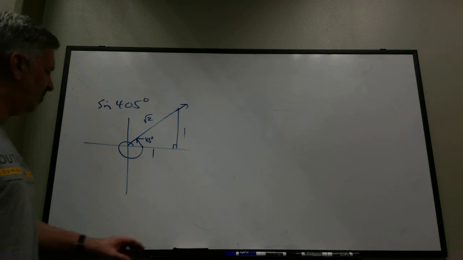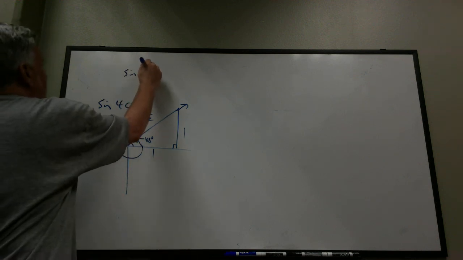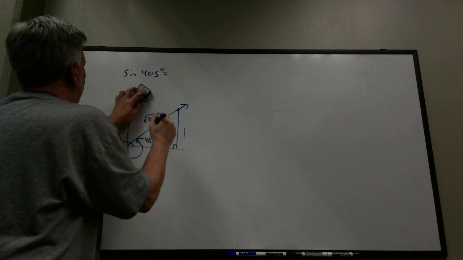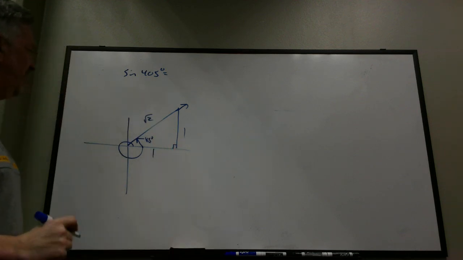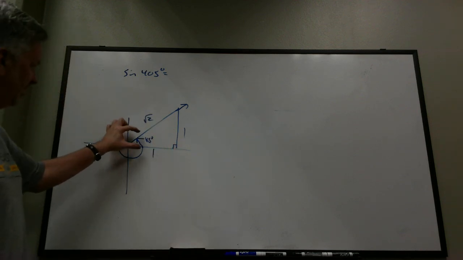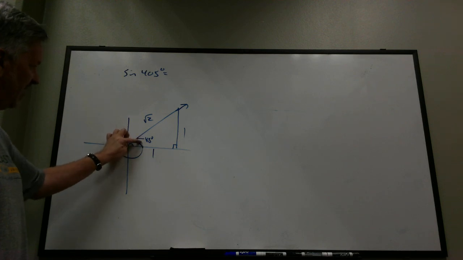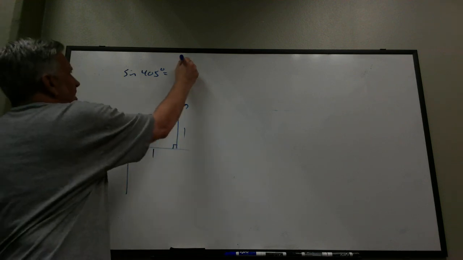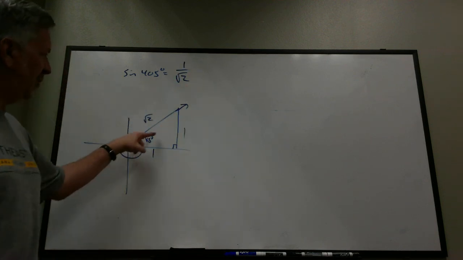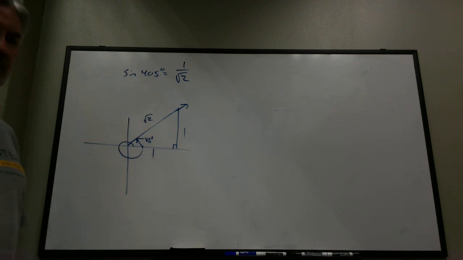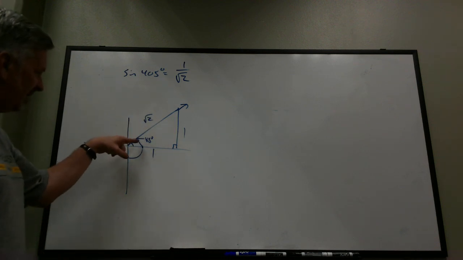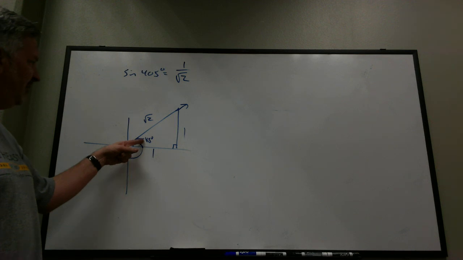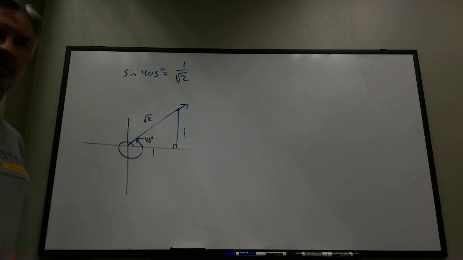Okay? And now all we have to do is answer the question: what's the sine of 405 degrees? Well, sine, again, is opposite the reference angle. Sine is opposite over hypotenuse. It's 1 over root 2. Or if you prefer, y over r. Very easy. So it took some work to calculate the reference angle, but once you have the reference angle, it's a special triangle, and it works just like the ones we did before.